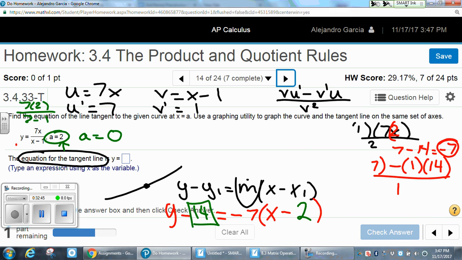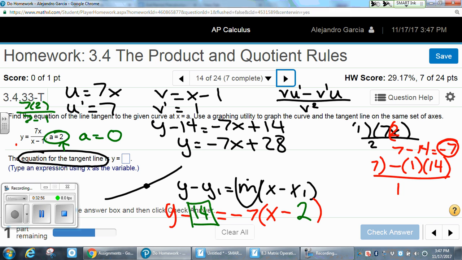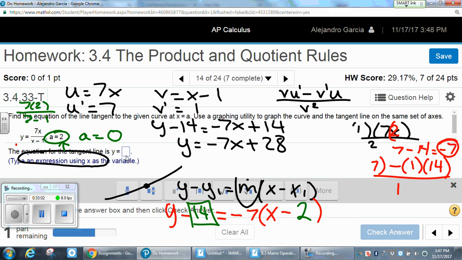So let's see, y minus 14 is equal to negative 7x plus 14. So y is equal to negative 7x plus 28. That's it? Yep. Wait, you got lost? That's because you're supposed to. That was cool. Okay, don't switch question yet, okay?